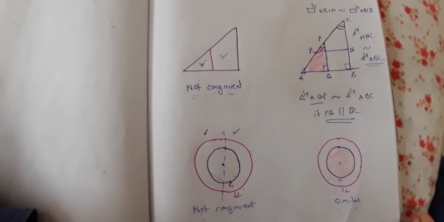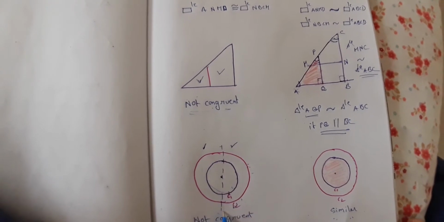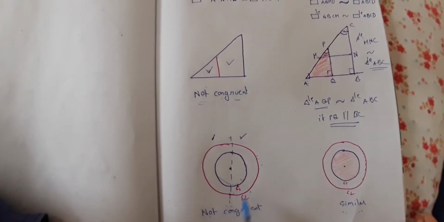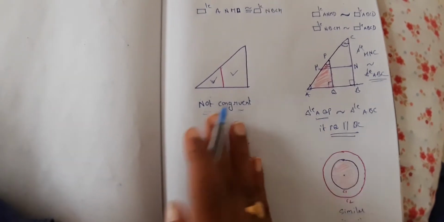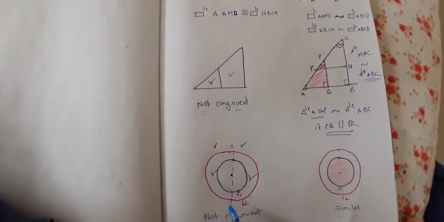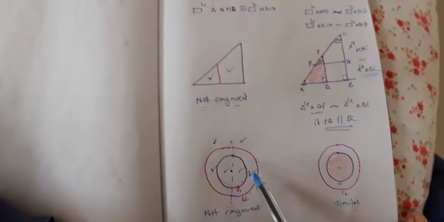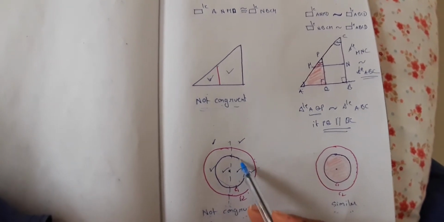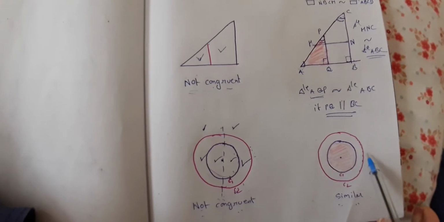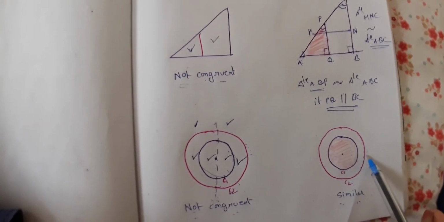Now, if I speak about congruency here, I can fold my paper exactly along the diameter of the circle. Then when this is flipped like this, automatically this is congruent to this, or this is congruent to this. Right? But a circle inside another circle cannot be congruent to the inner circle. But here, a circle which is an inner circle can be similar to the outer circle.